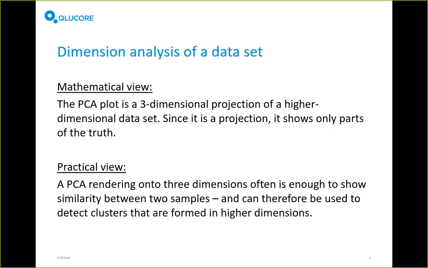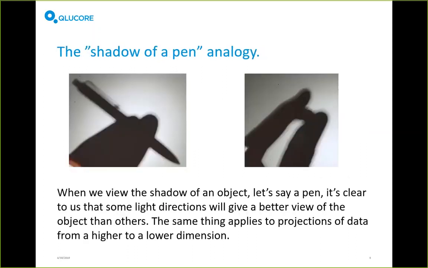The practical view to this, however, is that a PCA rendering onto three dimensions of something that is of a higher dimension often is enough to show whether there is similarity between two samples, and can therefore be used to detect clusters that are formed in higher dimensions. But there are a number of tricks we can apply to make this easier to us. And the first trick is the PCA plot itself, and I'll explain it using an analogy I usually use for this, and that's the shadow of a pen analogy.